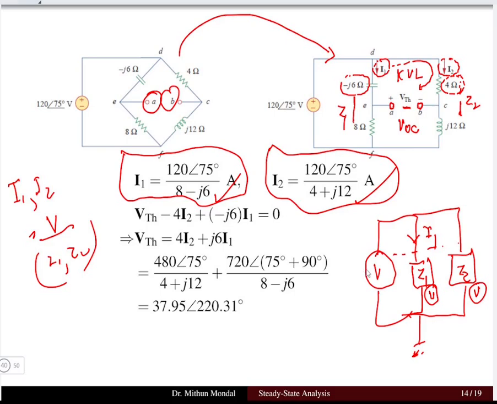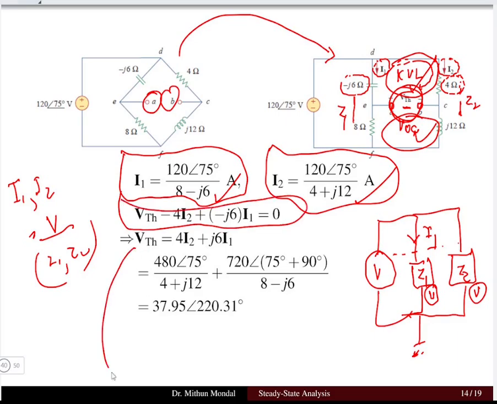Once I get the values of I1 and I2, I can apply the KVL either in this loop or in this loop. Then I can determine the voltage Thevenin. By applying the KVL equation, I can determine the voltage Thevenin, that is the open circuit voltage at the terminal AB, either in the top loop or in the bottom loop, anywhere.